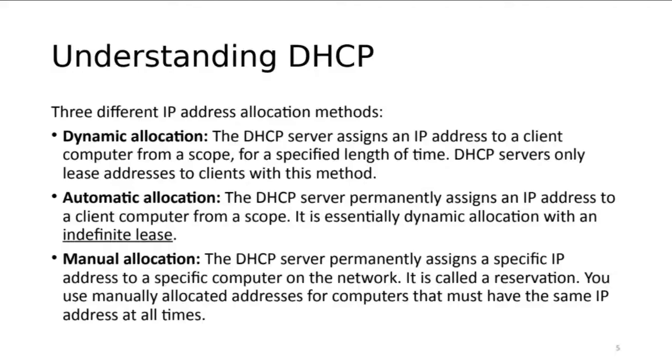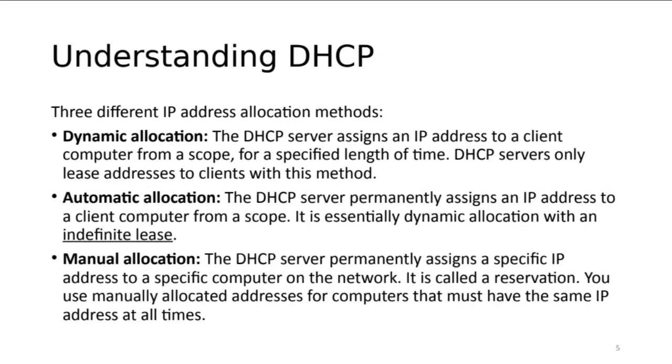We have 3 different address allocation methods in DHCP. It provides you with 3 options for assigning IP addresses. We have the dynamic allocation. So you configure a scope, that's the main method. And the IP addresses are given for a specific time, we call it lease time. So the DHCP servers only lease addresses to clients with this method.